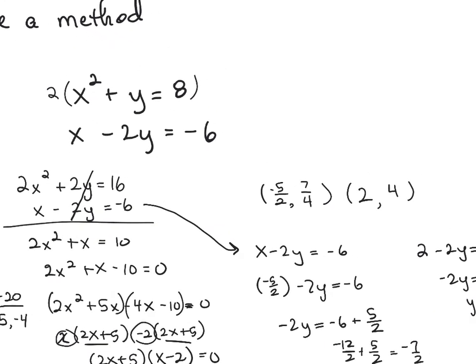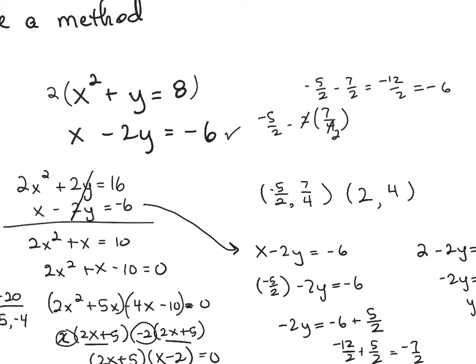So it wouldn't be a bad idea to, again, check these answers. I'm going to check the answers here first. If x equals 2 and y equals 4, then we have 2 minus 8, which is negative 6. We also have negative 5 halves minus 2 times 7/4. So this would be 2 goes into 4 twice, so it's negative 5 halves minus 7 halves, which is negative 12 halves, which is negative 6. So both solutions satisfy the bottom equation.